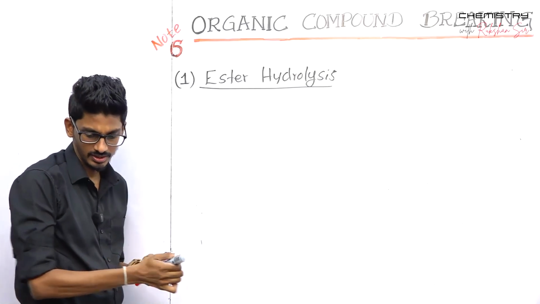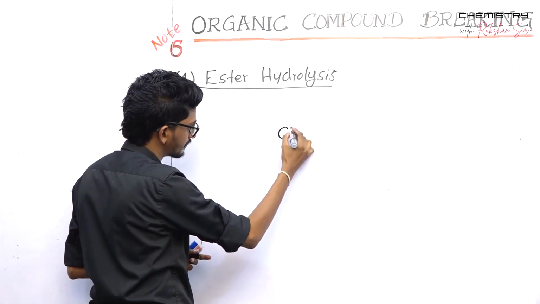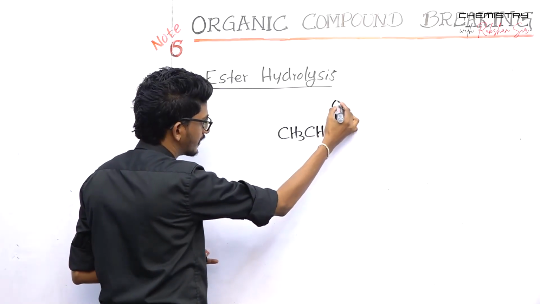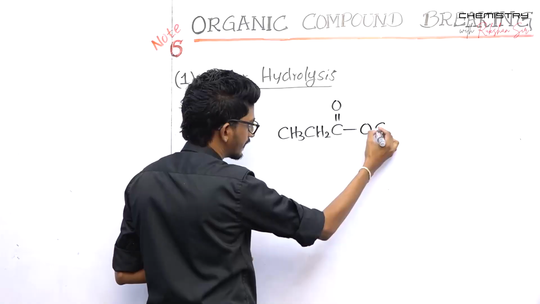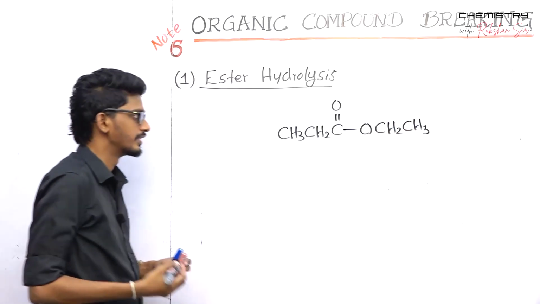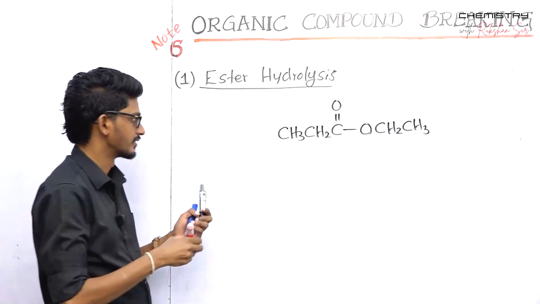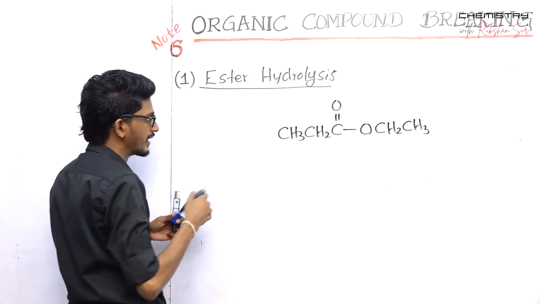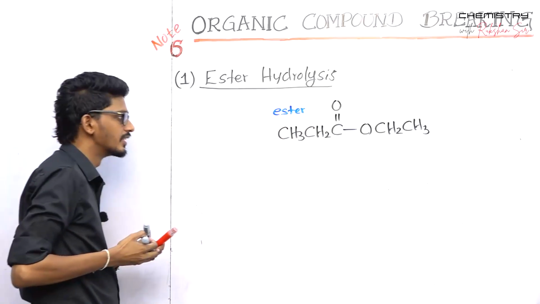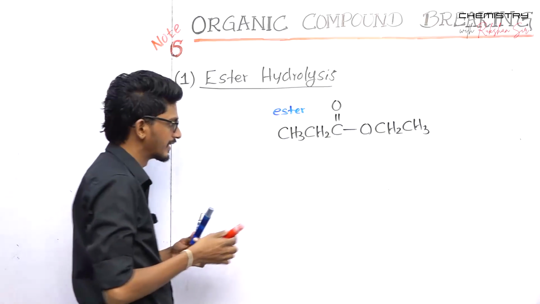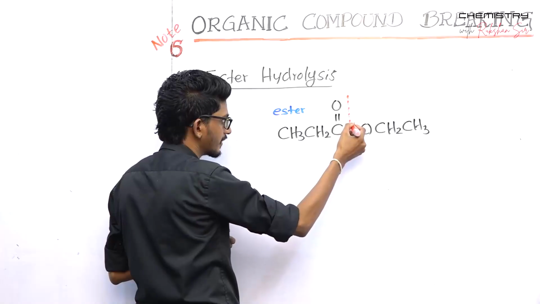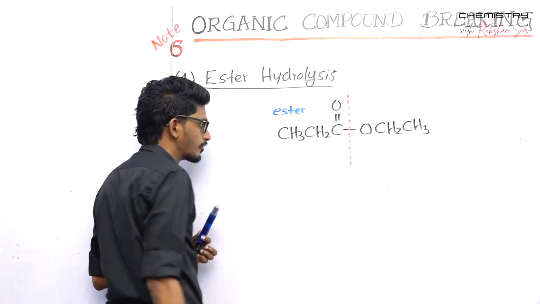Let's discuss this example, which is appearing in your tute. This is an ester. All of you know this is an ester, right? I'm going to break this ester into two compounds. That breaking is done through the ester bond, the ester hydrolysis, with the use of water molecules.